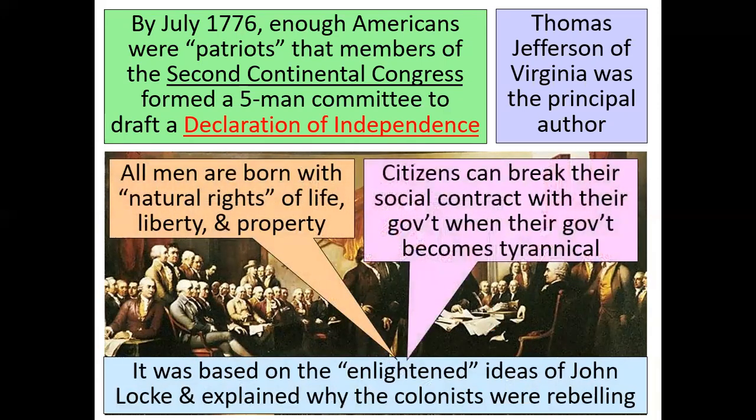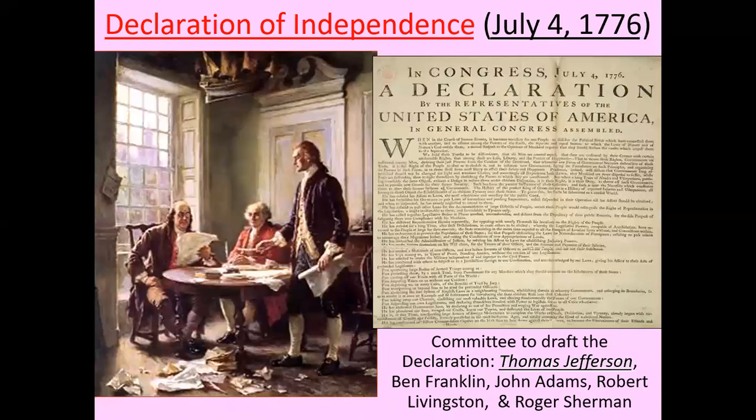Such as, men are born with natural rights of life, liberty, and property, and citizens have the right to break the social contract with the government when the government becomes tyrannical and abusive of the people. All right. And along with Thomas Jefferson, we have Benjamin Franklin, noted scholar and philosopher of the American colonies, John Adams, future second president of the United States. We also have Robert Livingston and Roger Sherman.